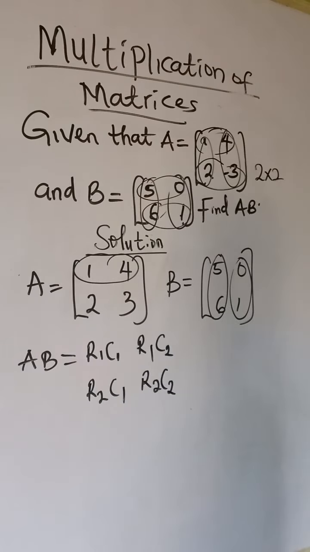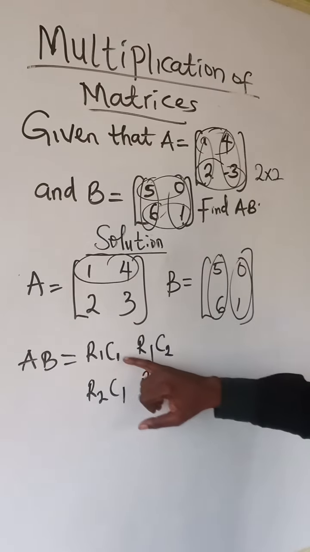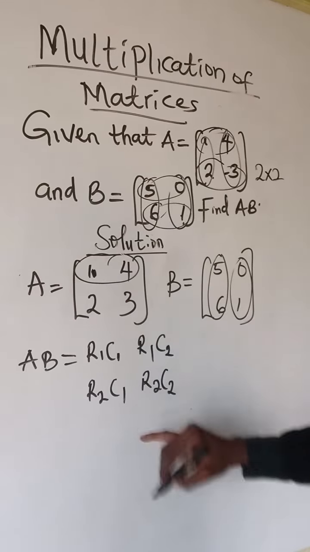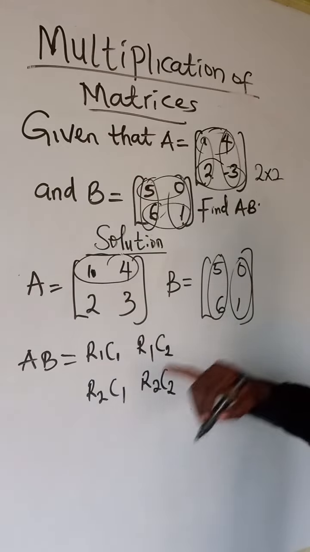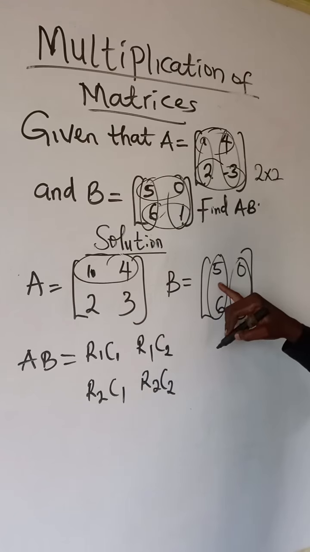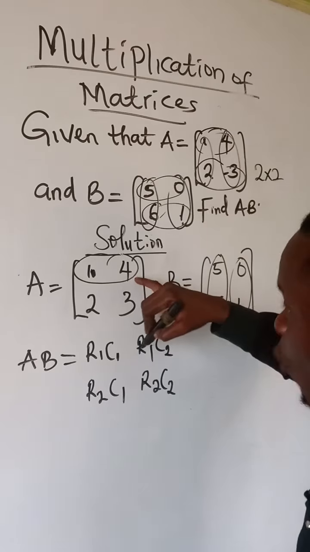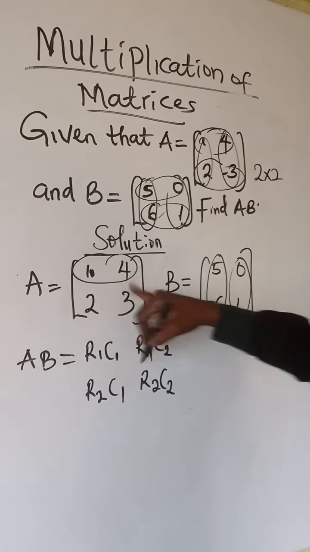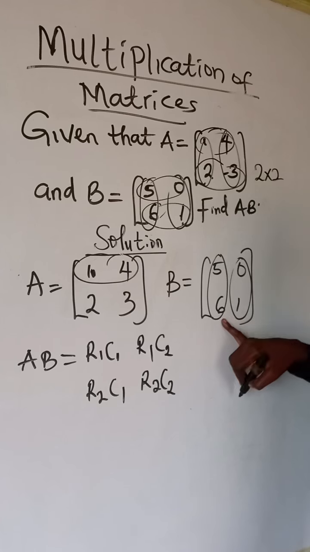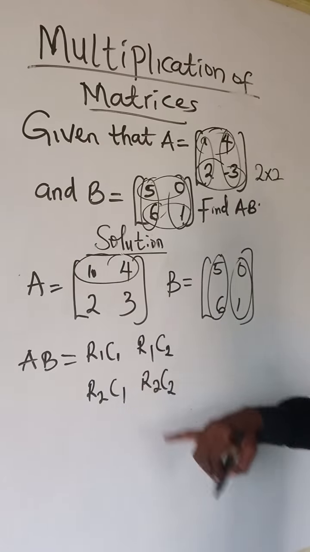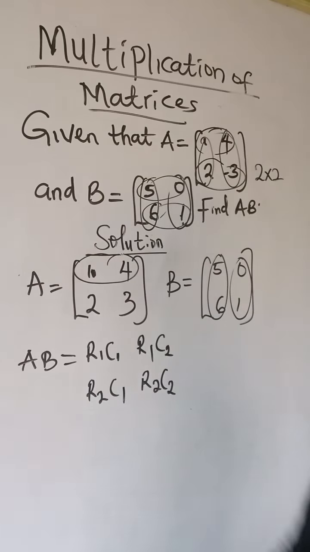Now this is what it's saying: row 1, column 1. That means the first number in row 1 is 1. And what is the first number in column 1? That is 5. Plus the second number in row 1, which is 4, times the second number in column 1. Remember, we are dealing with row 1, column 1. And that is how we're going to do it for all.